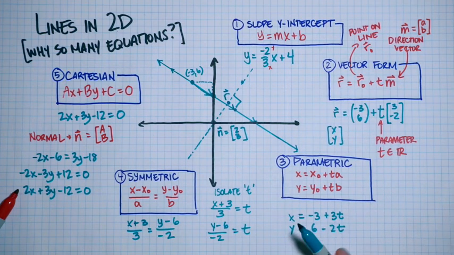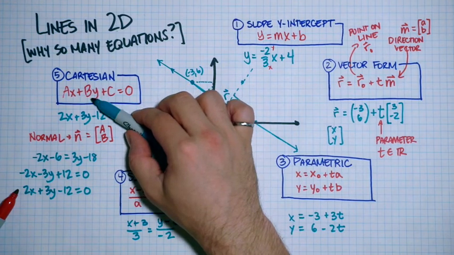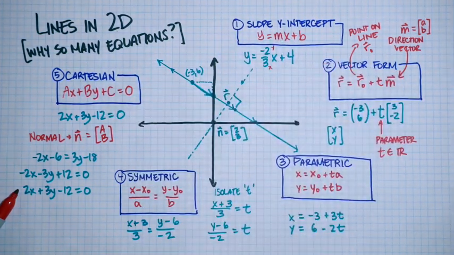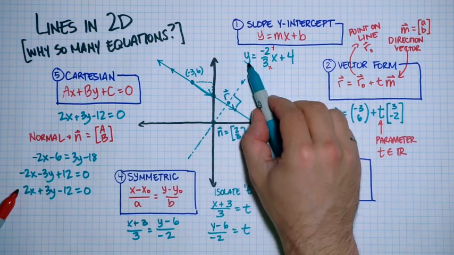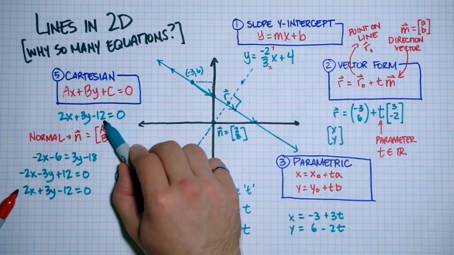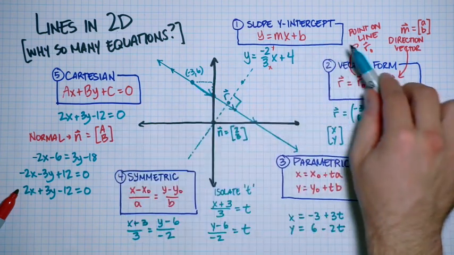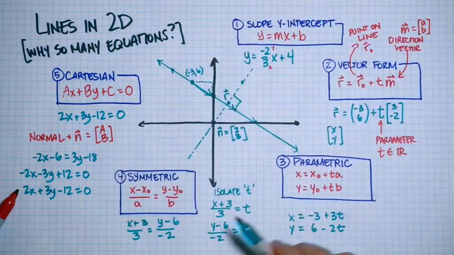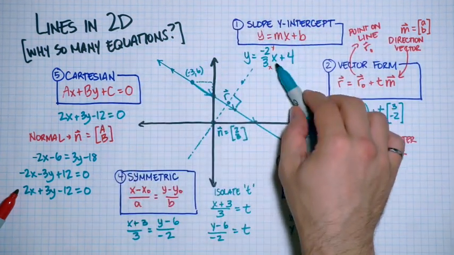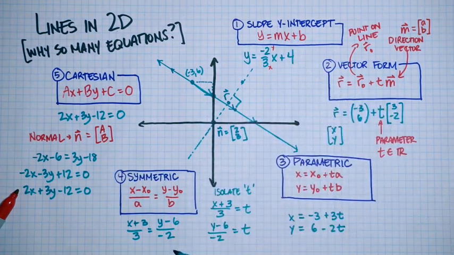One more thing. If we had a Cartesian equation, could we go back to a slope y-intercept equation? I think we could. All you have to do is isolate the y in this equation. And just as a little check to see if we did this whole ring of equations correctly, if you did that, you should end up with this equation that we started with. All right, there we go.